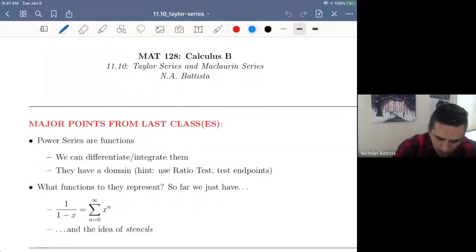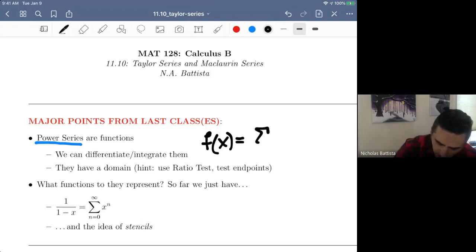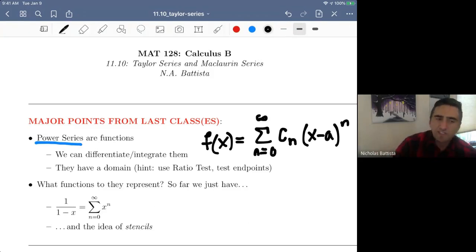So in particular today, just to rehash where we've been talking about power series. Power series were still kind of these infinitely long polynomials that happen to represent functions. So we had functions that looked like some function of x equaling this infinite series of some coefficients that depend on the index n of our series times some quantity like x minus a to the nth power.